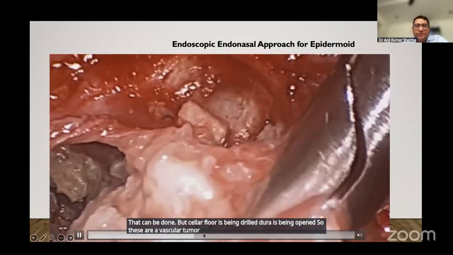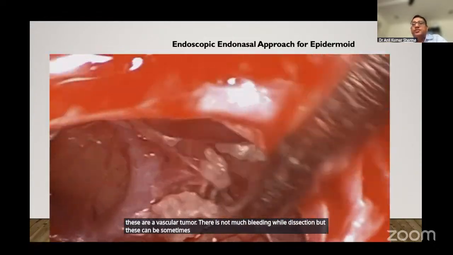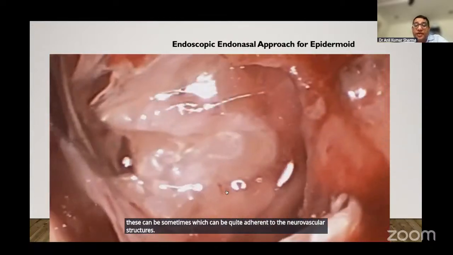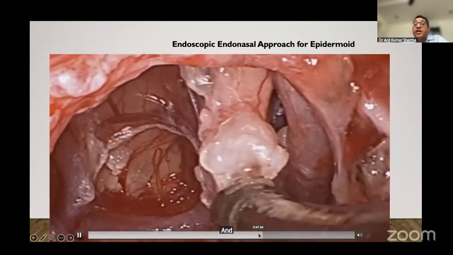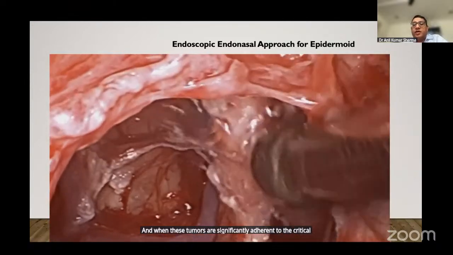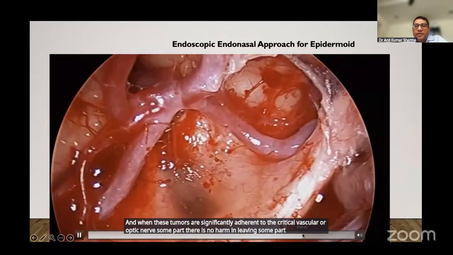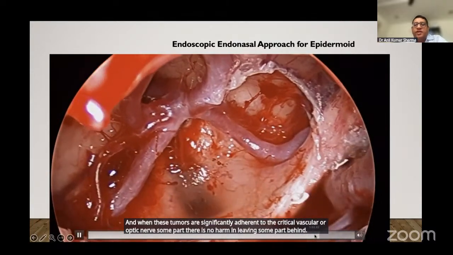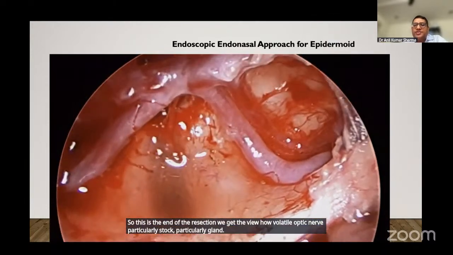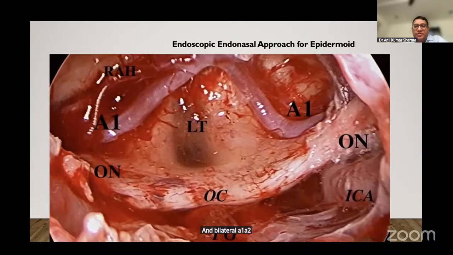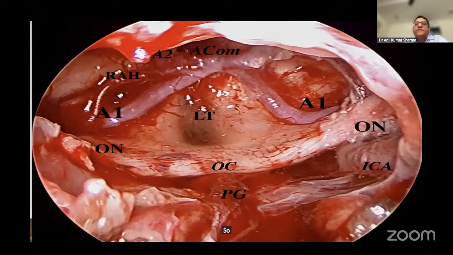There is not much bleeding while dissecting, but sometimes these can be quite adherent to the neurovascular structures. So we have to be very careful while dissecting these tumors. And when these tumors are significantly adherent to the critical vessels or optic nerve, there is no harm in leaving some part behind. So this is the end of the resection. We get the view of how the bilateral optic nerves, pituitary stalk, pituitary gland, bilateral A1, A2 complex, and bilateral ICA, all we can appreciate. So this is the view we get after resection of the tumor.